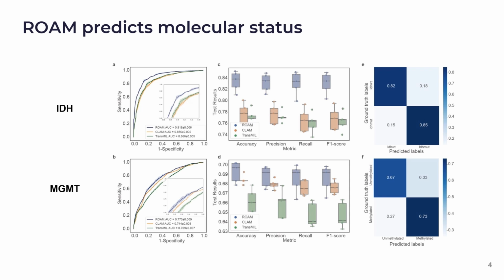These results indicate that ROM has successfully captured effective morphological features from pre-training on large-scale pathology images and can effectively predict molecular characteristics.